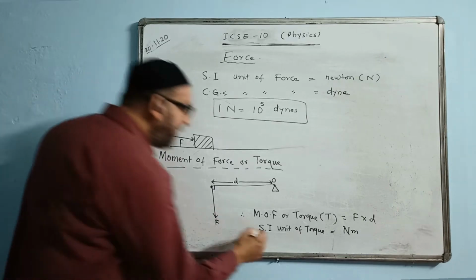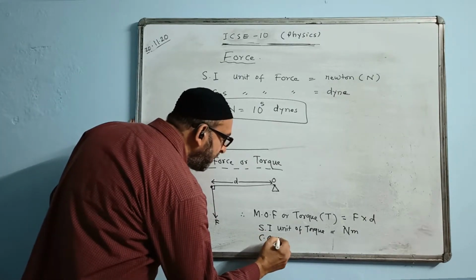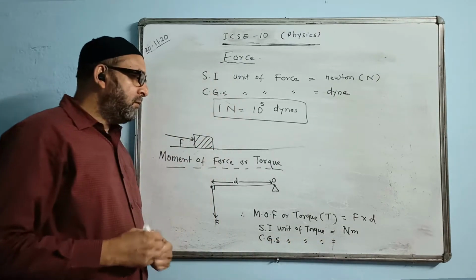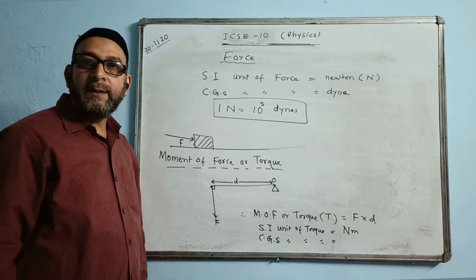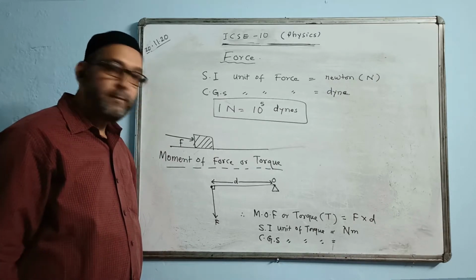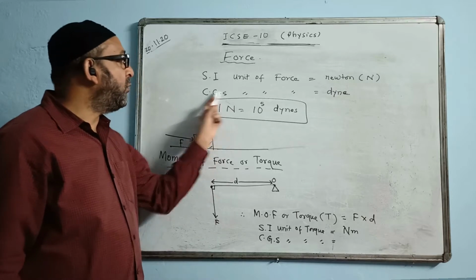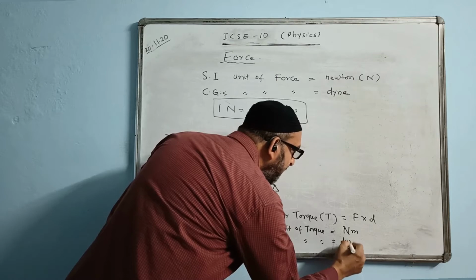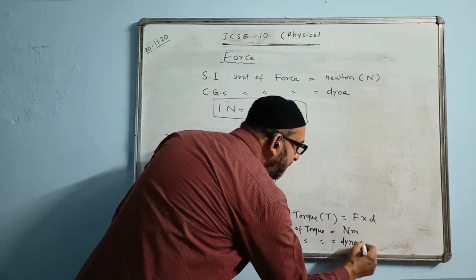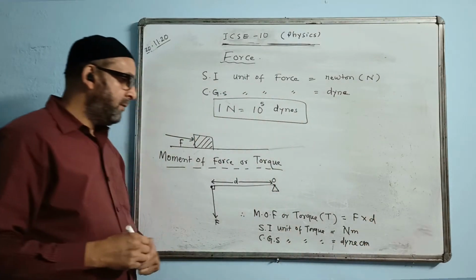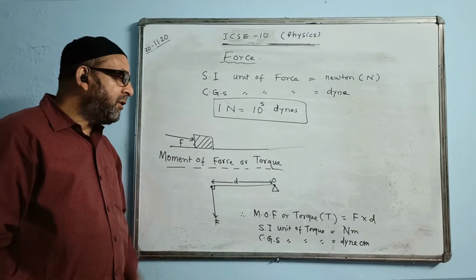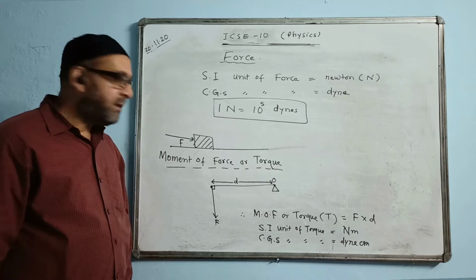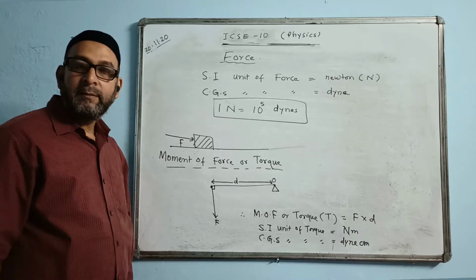And what can be the CGS unit of the moment of force or the torque? What is the CGS unit of force? We will be writing dyne. The CGS unit of force is dyne, and this is centimeters. We write dyne centimeter. The SI unit of torque, or the moment of force, is Newton meter, whereas the CGS unit is dyne centimeter.